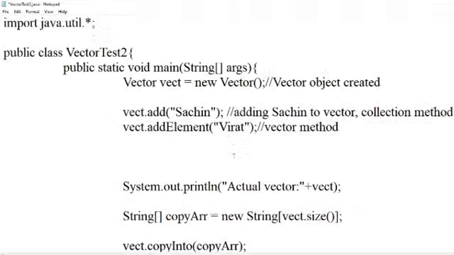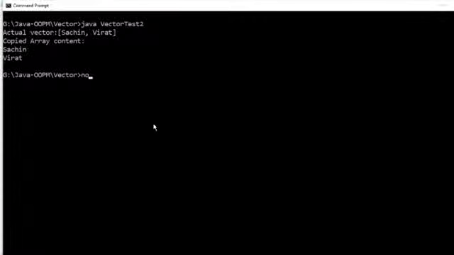Now let's see one more way by which we can display the content of the vector on the screen. So that is by using the iterator. So let me show you that one also.